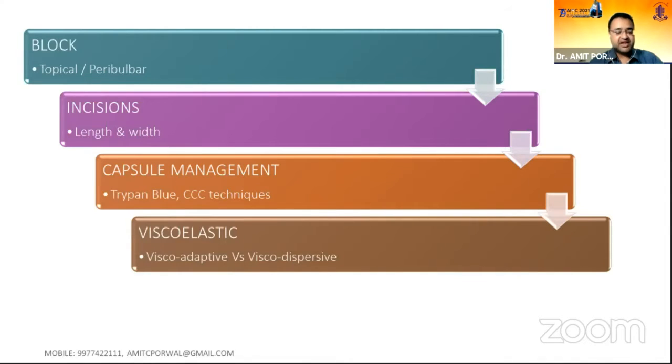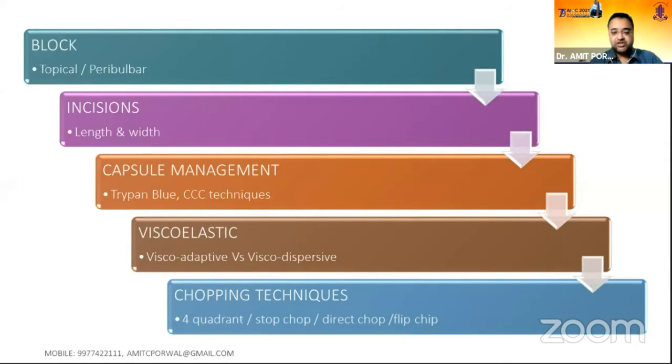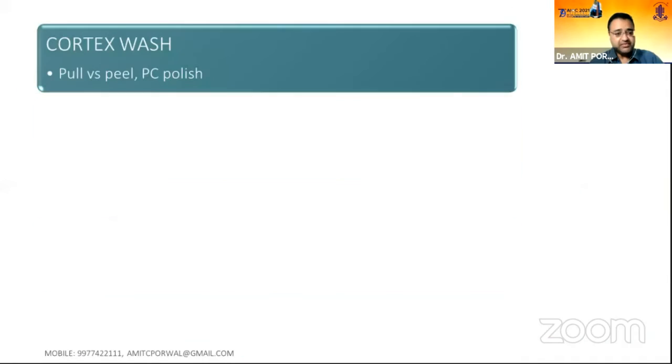and regain the axis. Viscoelastic, you have to be very careful when you want to use a viscoadaptive, when you want to use a viscodispersive. Coming to the chopping technique, no egos. 4 quadrant technique is good. Stop and chop is good. Direct chop, lip chop. Every chop technique is good. Whatever works best in your hand with causing minimum damage to the surrounding tissue should be used.